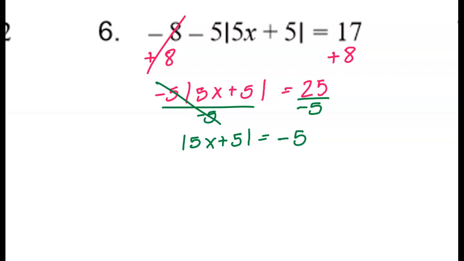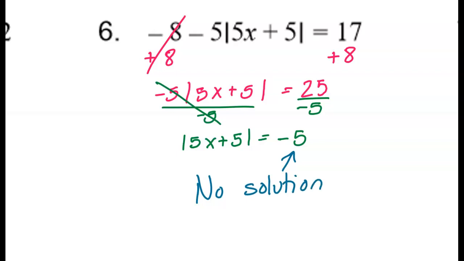Uh-oh. What's wrong here? What have I ended up with on accident? So, what's wrong with this? The absolute value is equal to a negative number. Thank you, Eli. It's equal to a negative number. What does that mean for us? No solution.